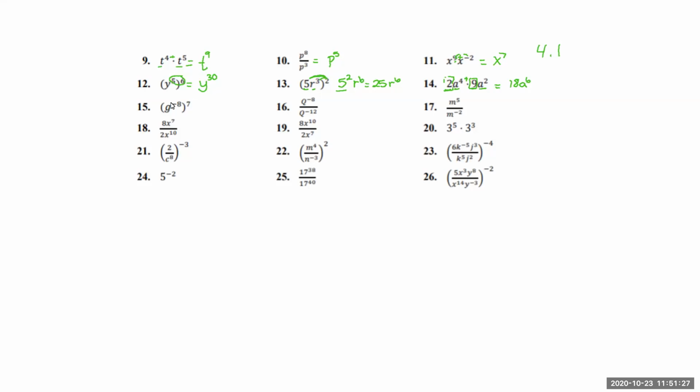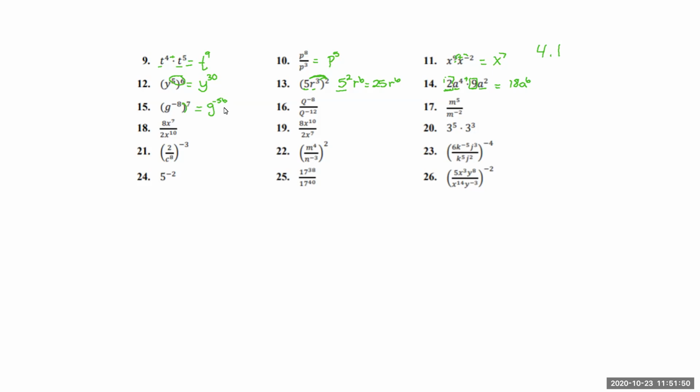Okay, and coming over to 15, again, we have a multiplication one. So what we have is the same base of g. But now that is a -8 times 7, which is going to make this a -56.